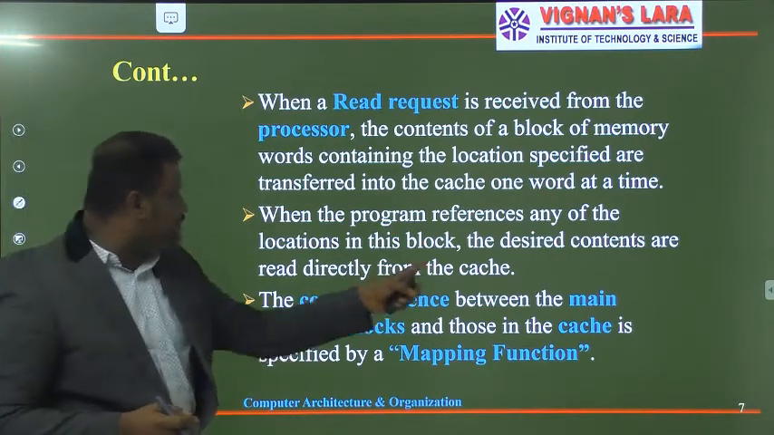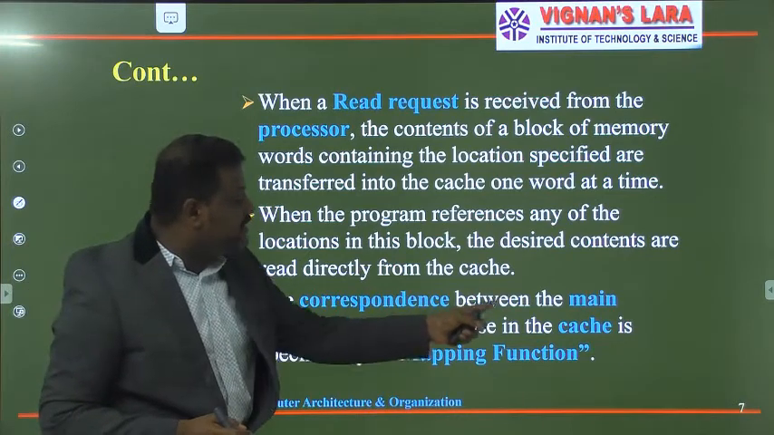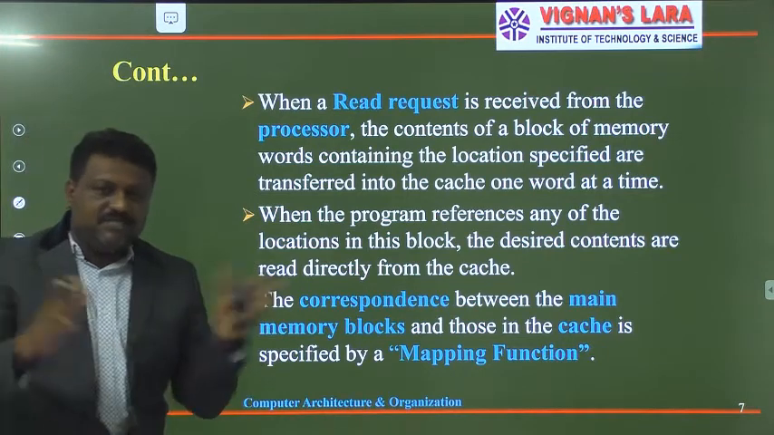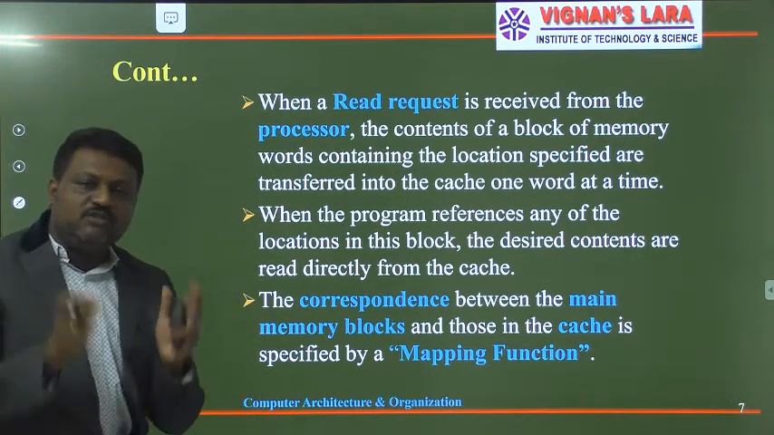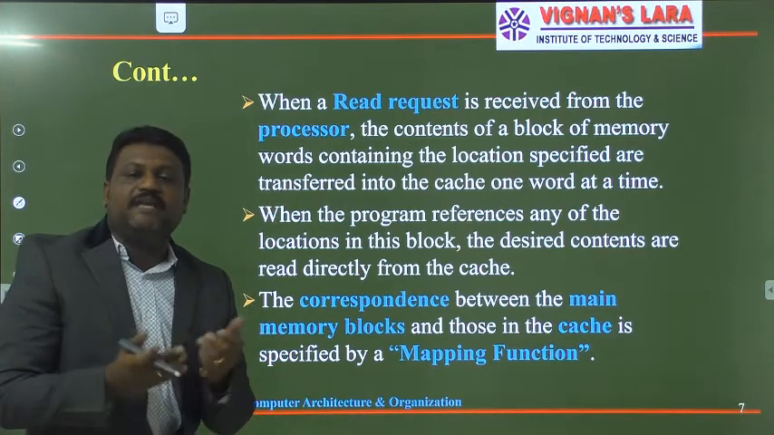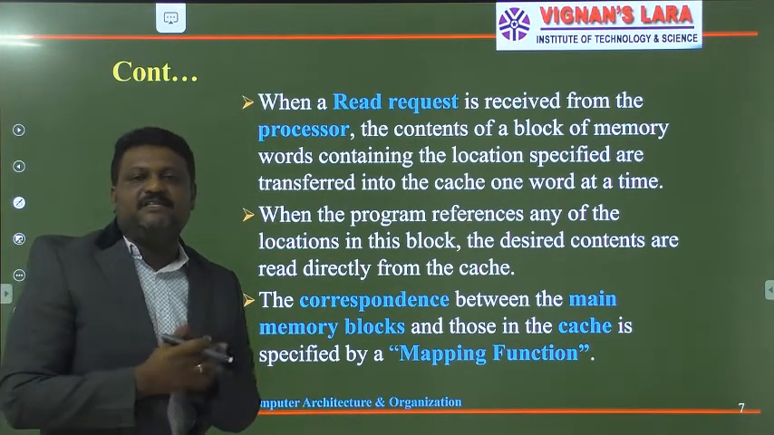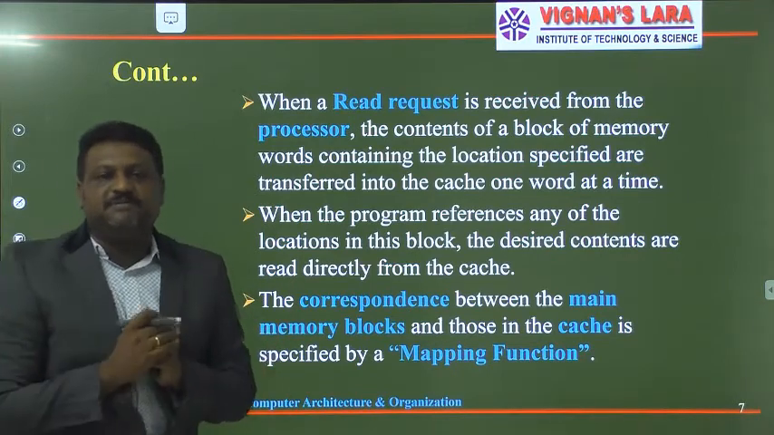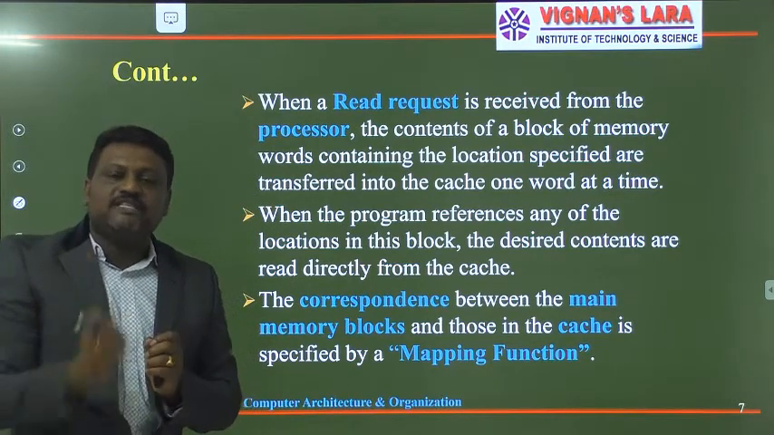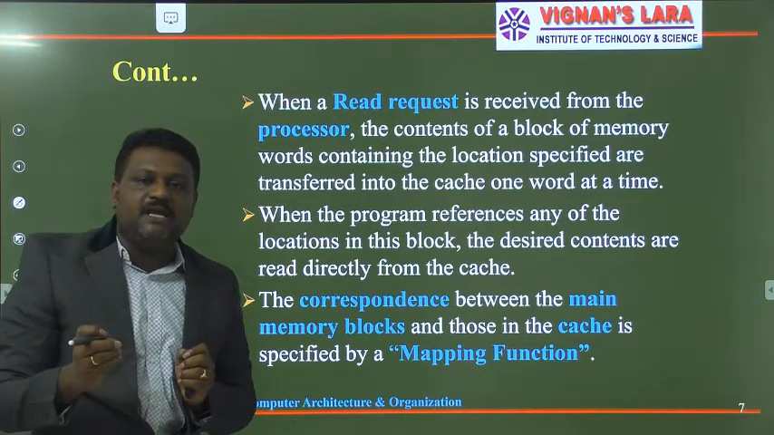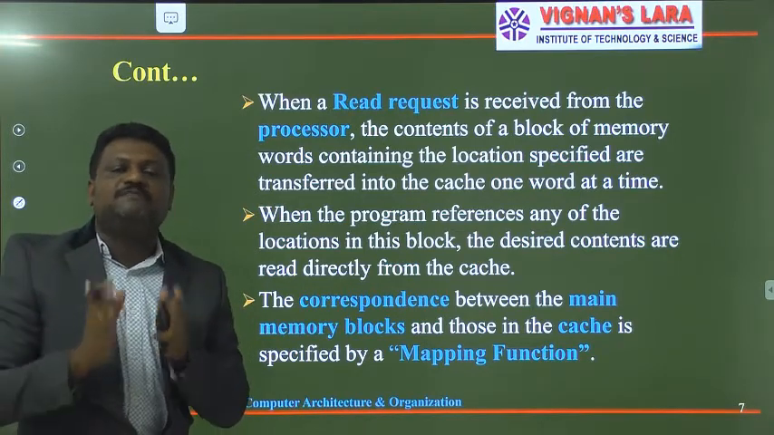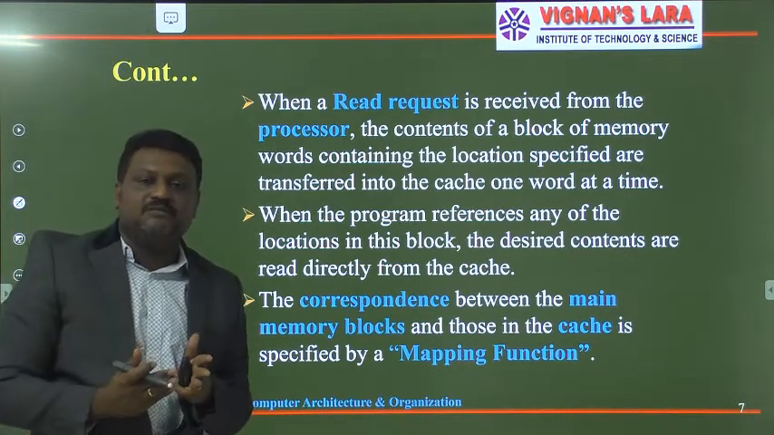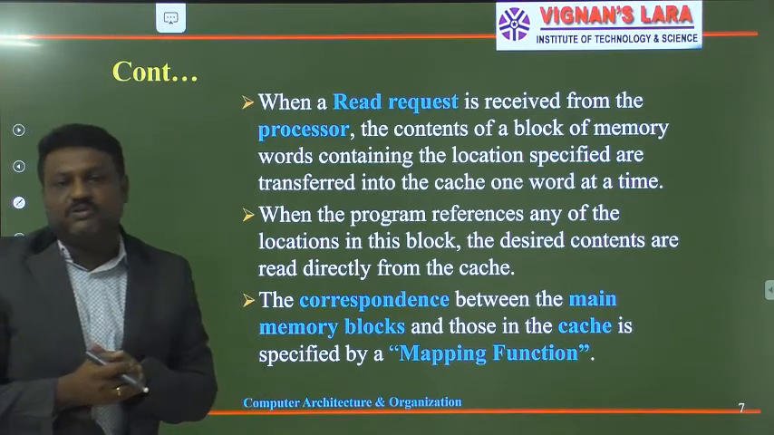The correspondence between the main memory blocks and those in the cache is specified by a mapping function. Sometimes the situation may be like this, friends. Whenever your CPU asks for something from the cache, and that word is not present in the cache memory, then we have to note that the information is present in main memory. Instead of accessing only the corresponding word from main memory, I have to verify which block that word is present in. First that block is transferred to the cache. Later the corresponding word is transferred to the processor.